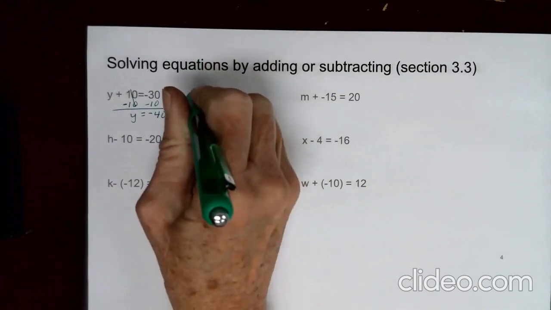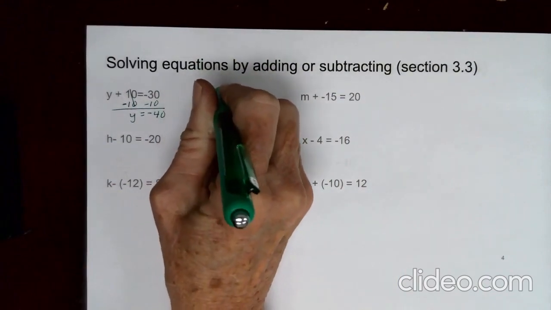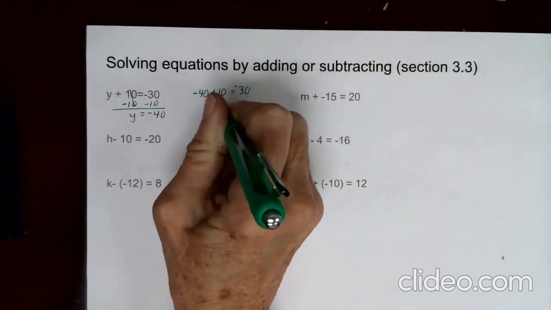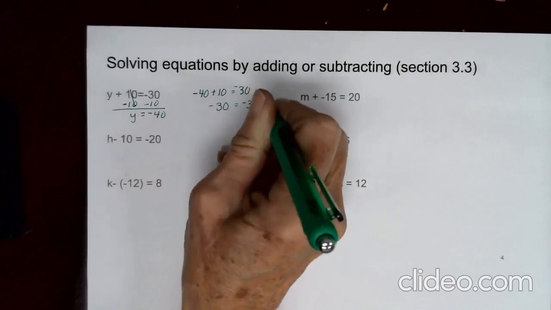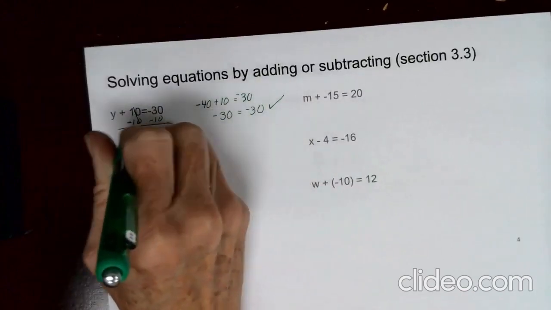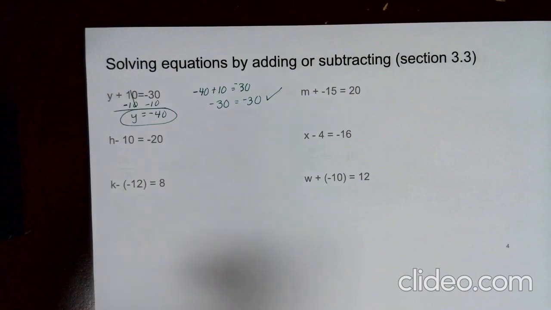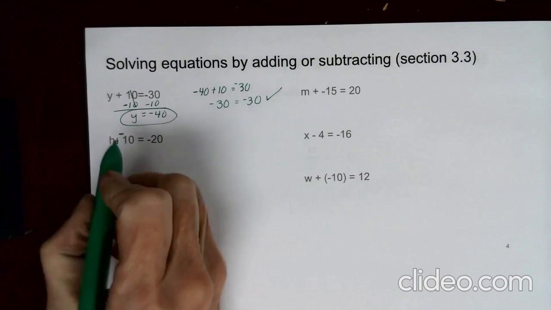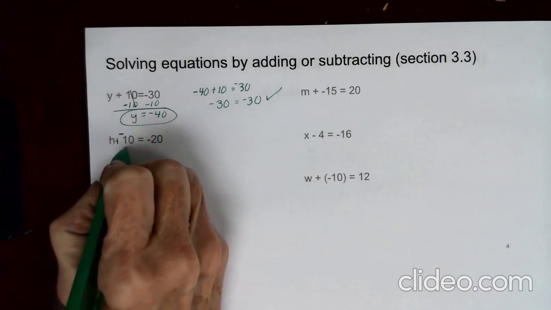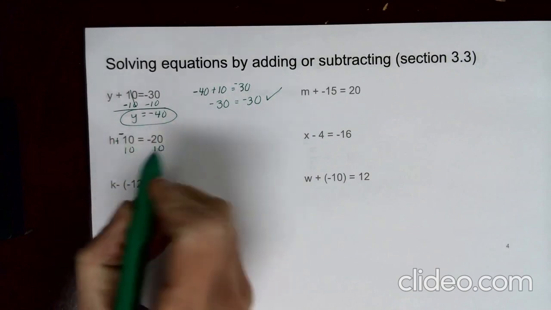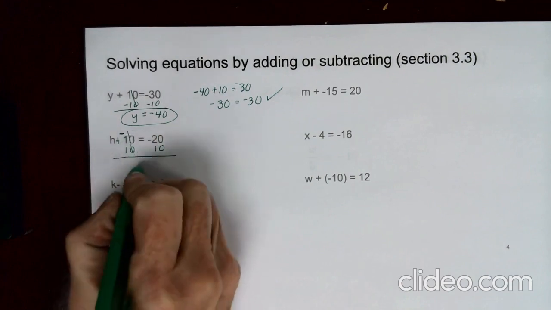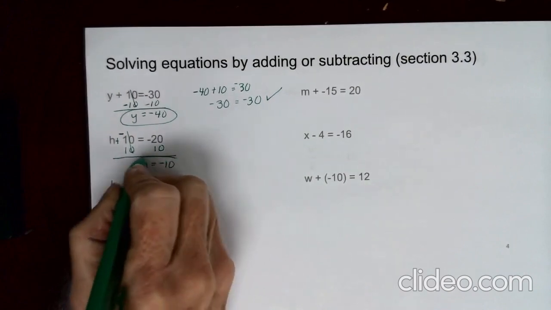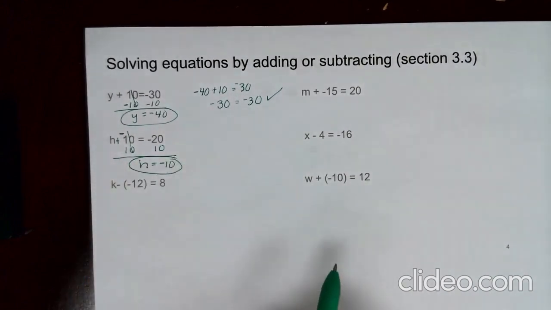Now you can solve and check these. Negative 40 plus 10 equals negative 30. Negative 30 equals negative 30. So therefore I know y does equal negative 40. I would always on these, I would add the opposite when I have subtraction. So now to get rid of a negative 10 that's added, I would add a positive 10 to both sides. And it gives me h equals negative 10. And if you solved it, you would see that that is your correct answer.